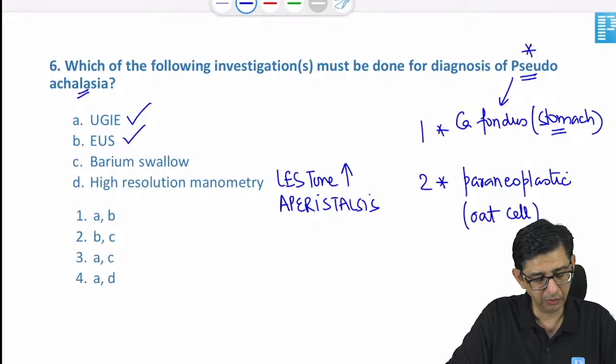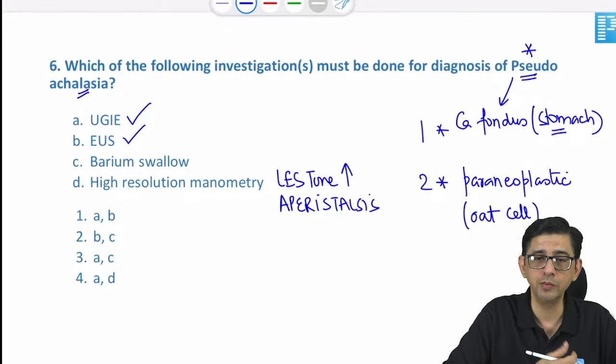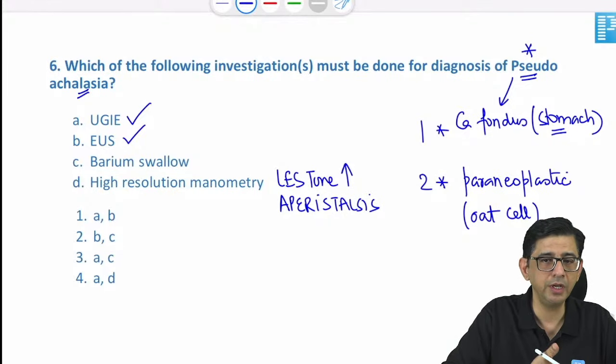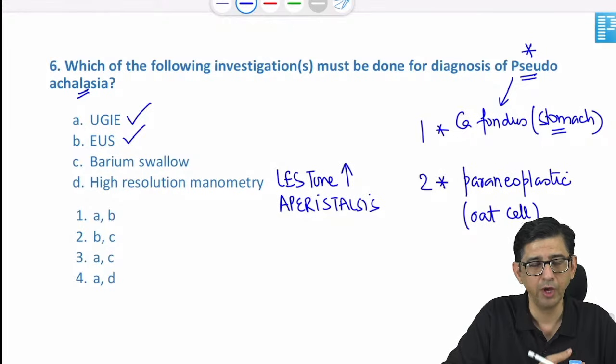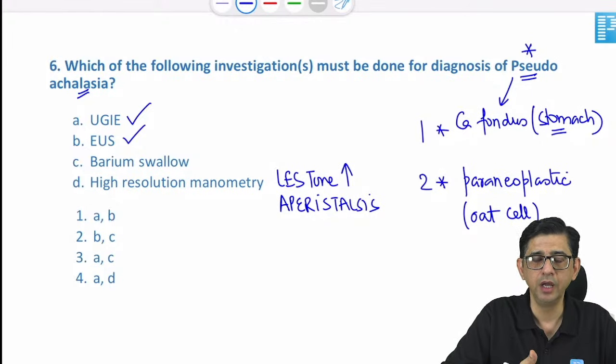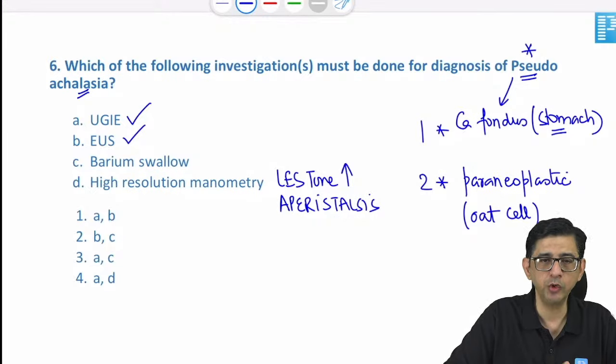Then Dr. Yatri said, why not a barium swallow? Barium swallow, sir, is not at all sensitive for diagnosis of even achalasia, forget about pseudo-achalasia. Because what they teach in radiology, that classical bird beak defect and the sigmoid appearance, all those are highly exaggerated findings. In reality, most patients would present much earlier than that.